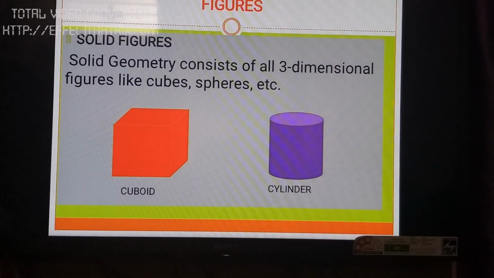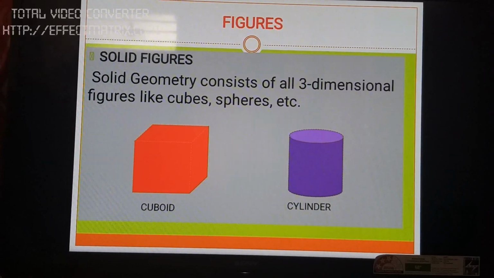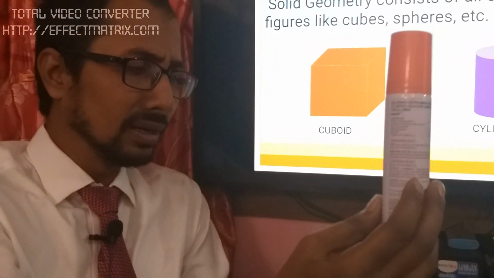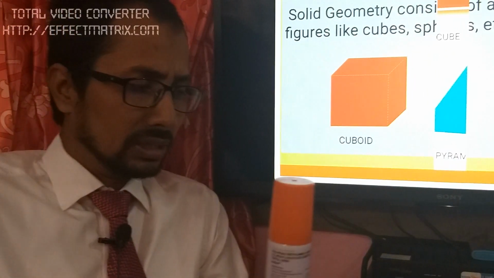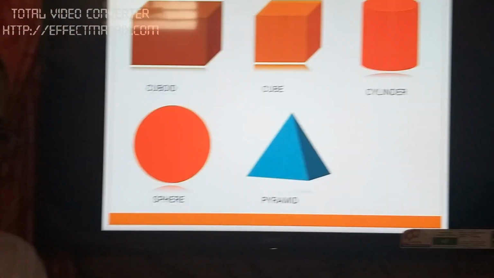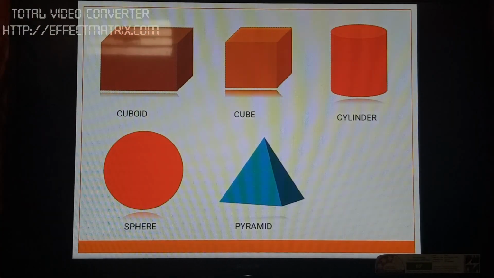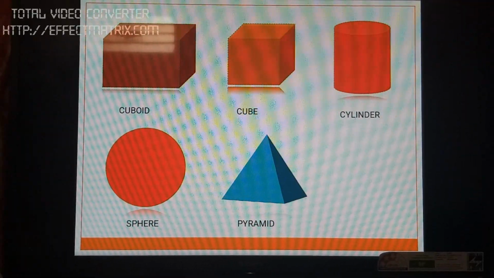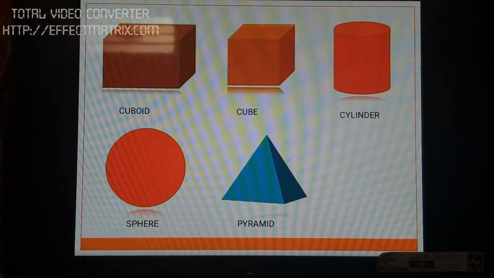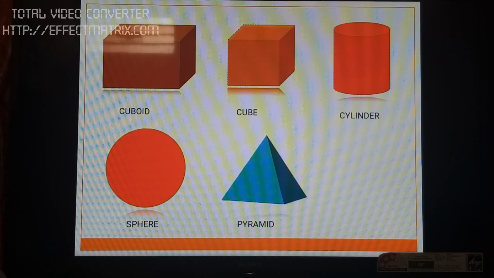A cylinder. A chalk we generally use in our classroom is an example of a cylinder. Then this is also an example of a cylinder. There are some figures I have already mentioned in our PPT, that is cuboid, cube, cylinder, sphere and pyramid. These are three-dimensional objects. We can not only touch them, but also hold them.